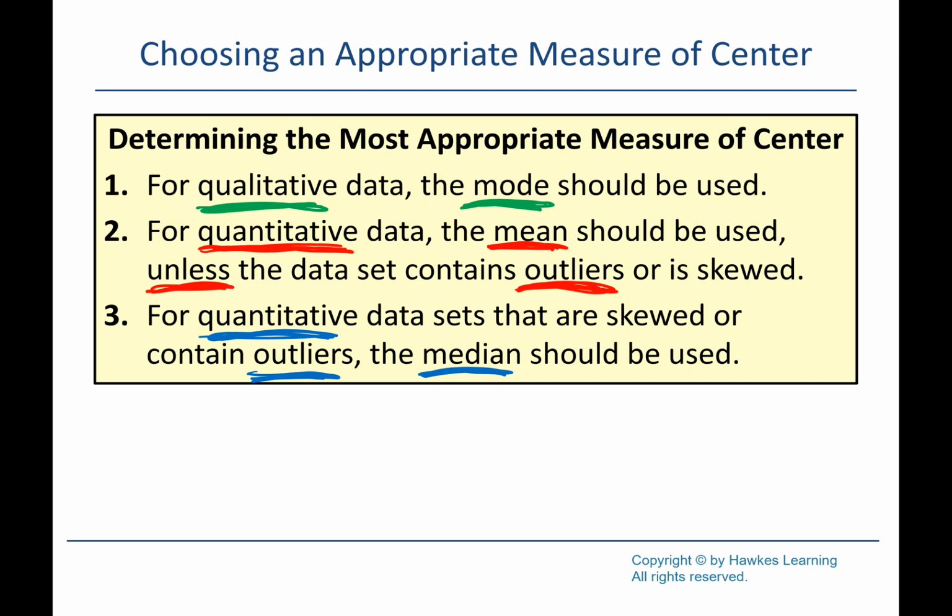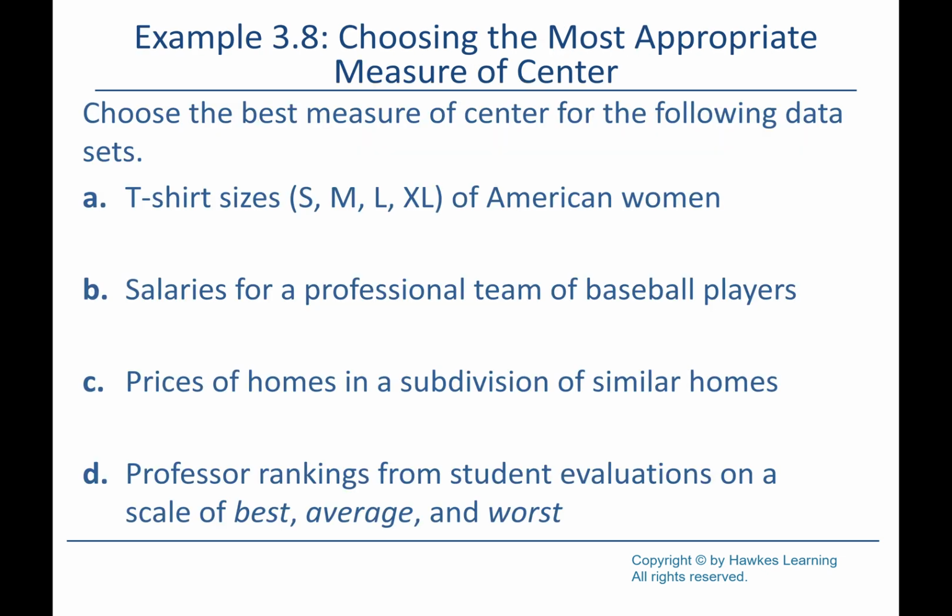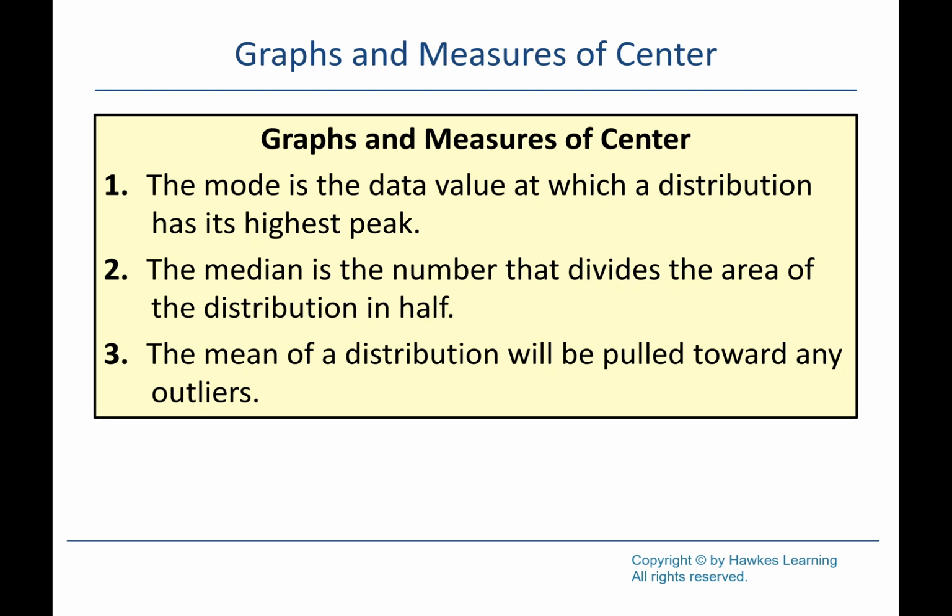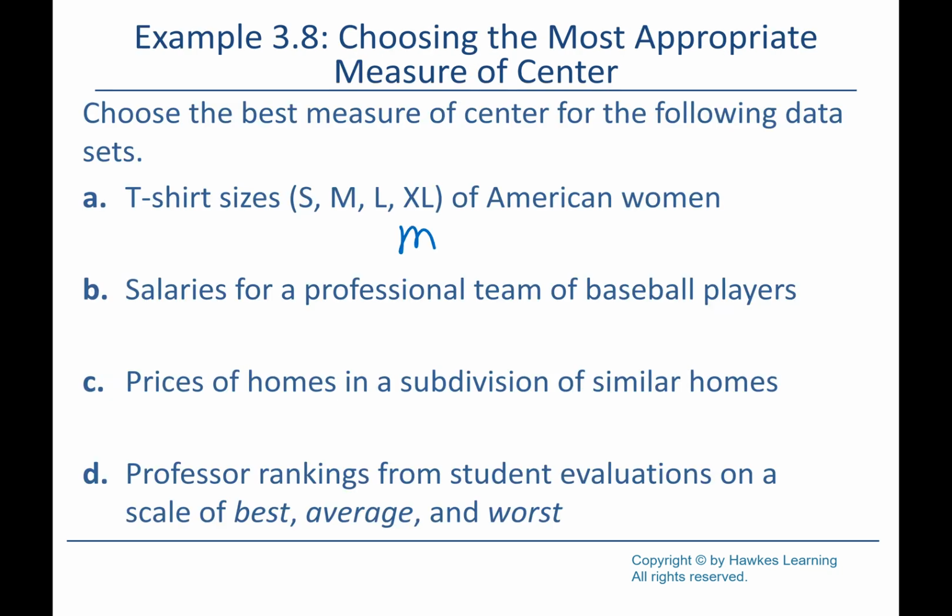Okay? So let's think about a few examples here. Figure out which one we would want to use. Okay, so here we've got these data sets. We want to figure out which measure of center would be the best, the most meaningful. Okay, part A, we have t-shirt sizes like small, medium, large, extra large. So there, that would be qualitative data. They're labels. So there we would use the mode because our data is qualitative.